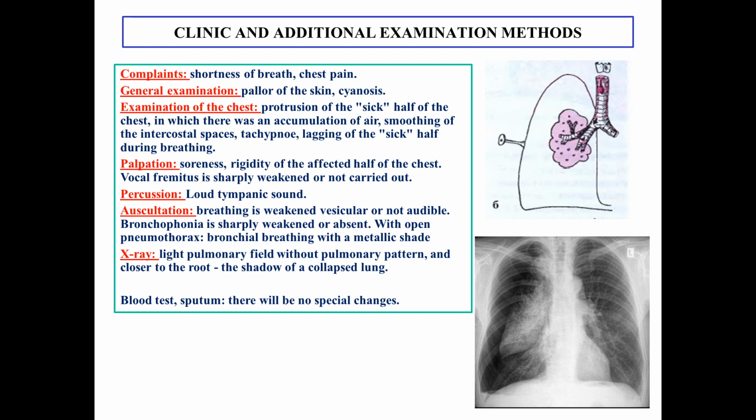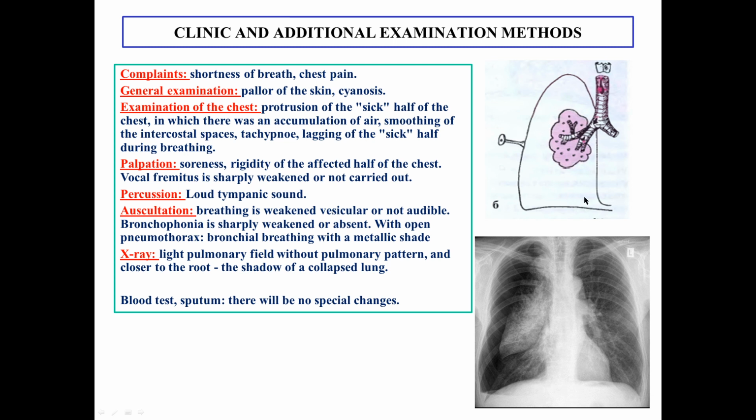Clinically, complaints are shortness of breath and chest pain. It depends on severity of the process. General examination gives us pallor of skin and respiratory failure symptoms like cyanosis and shortness of breath. Examination of the chest: protrusion of the affected half of the chest in which there was an accumulation of air, smoothing of the intercostal spaces, tachypnea, lagging of the affected area during breathing. During palpation, because of accumulation of air, there will be soreness, rigidity of the affected half of the chest, and vocal fremitus is sharply weakened or even not carried out.